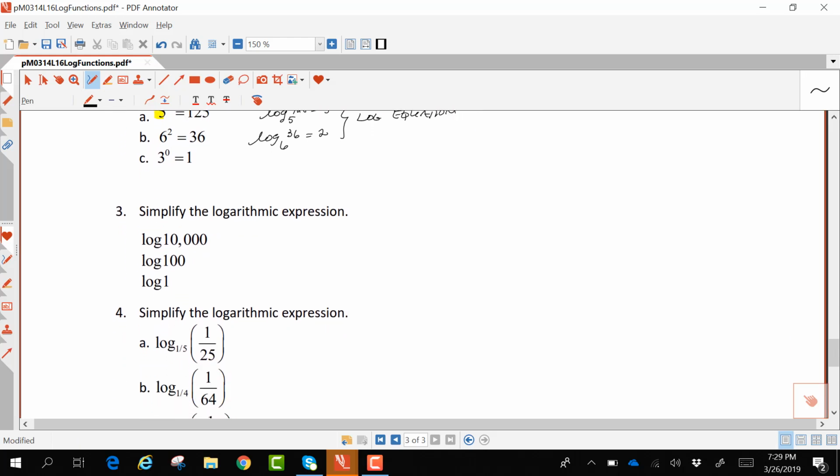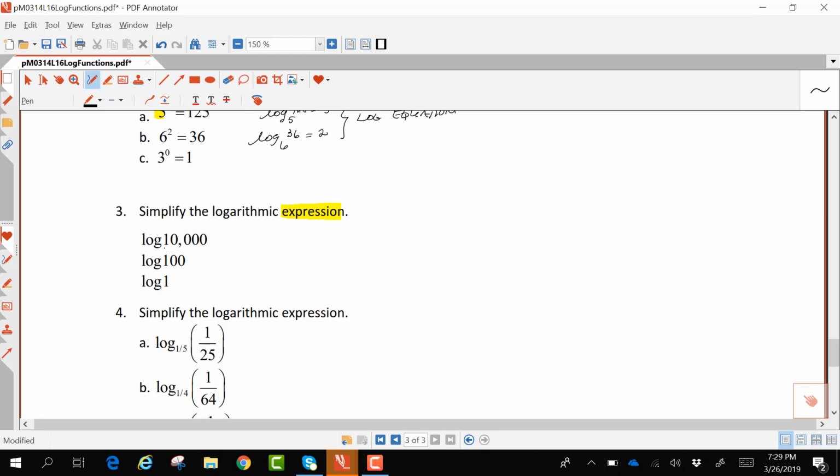Part 3 asks me to simplify the expression. Again, the terminology here to take note of is the word expression. Note, there is no equal sign. This is not an equation. These are all expressions.